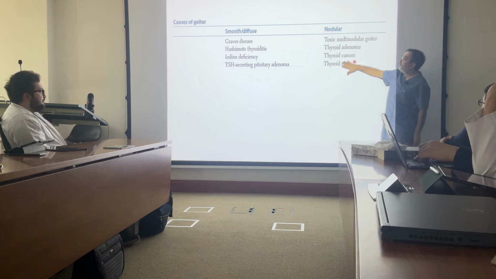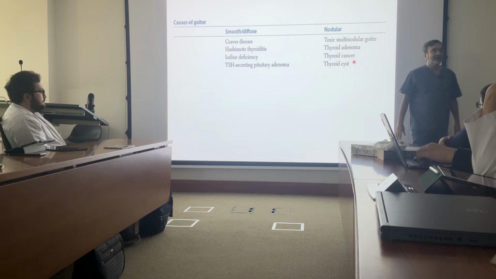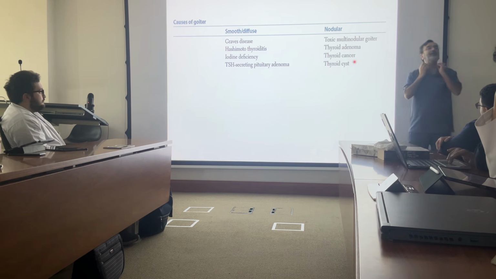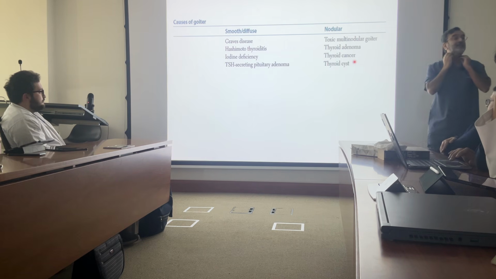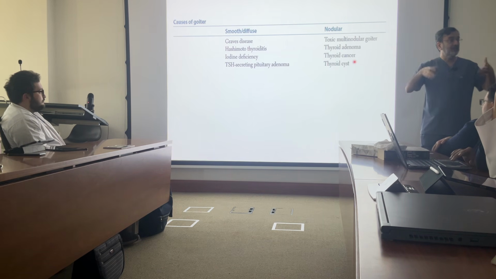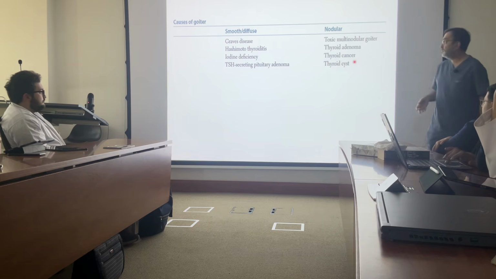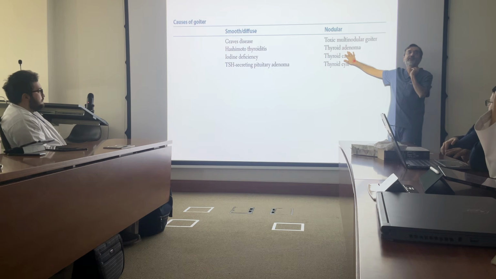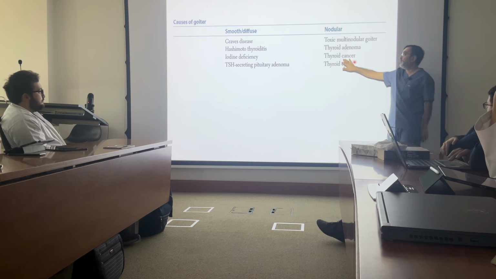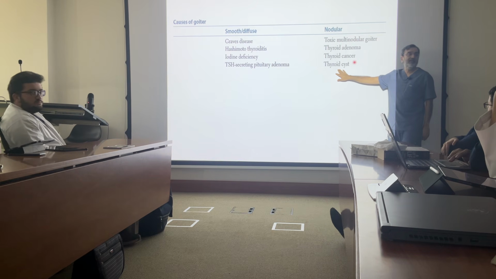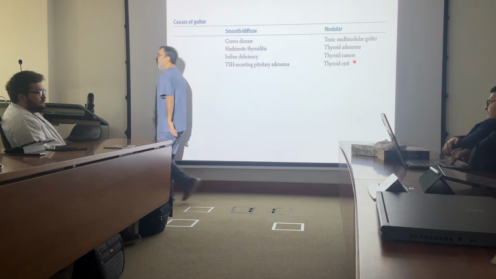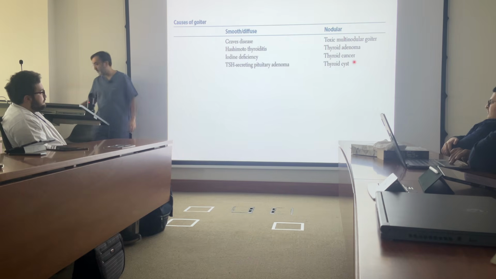If you look at the nodular types of enlargement, you can have a toxic multinodular goiter. You have multiple nodules within the thyroid gland which are excessively producing thyroid hormone. There could be a thyroid adenoma, one tumor in the thyroid gland which is producing a lot of thyroid hormone. There could be thyroid cancer, or a thyroid cyst, which can all produce a nodular appearance.